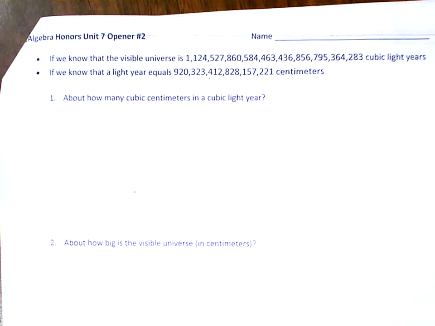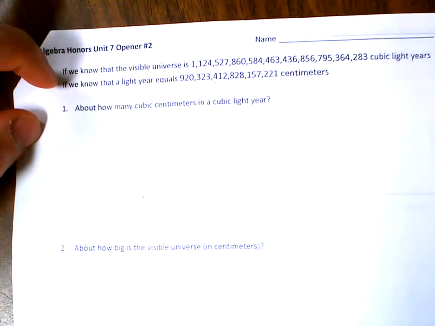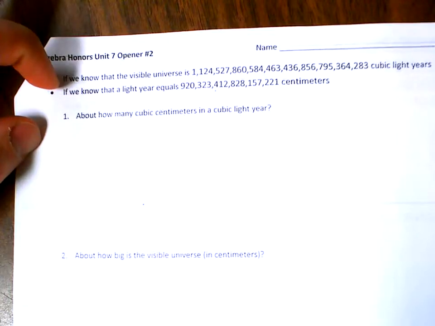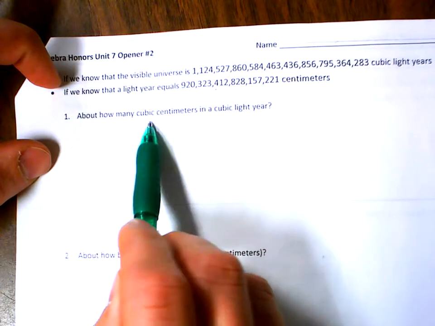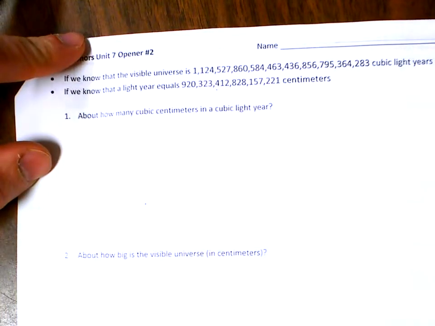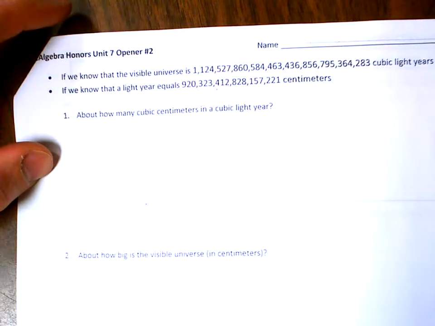Light years, cubic light years. A light year is actually distance, not a measurement of time, in spite of the fact that it has year. It's actually the distance that light can travel in 1 year. So it's a fairly far distance, and this universe is a fairly large universe. We want to know about how many cubic centimeters are in a cubic light year. So here we're going from cubic centimeters to cubic light year.